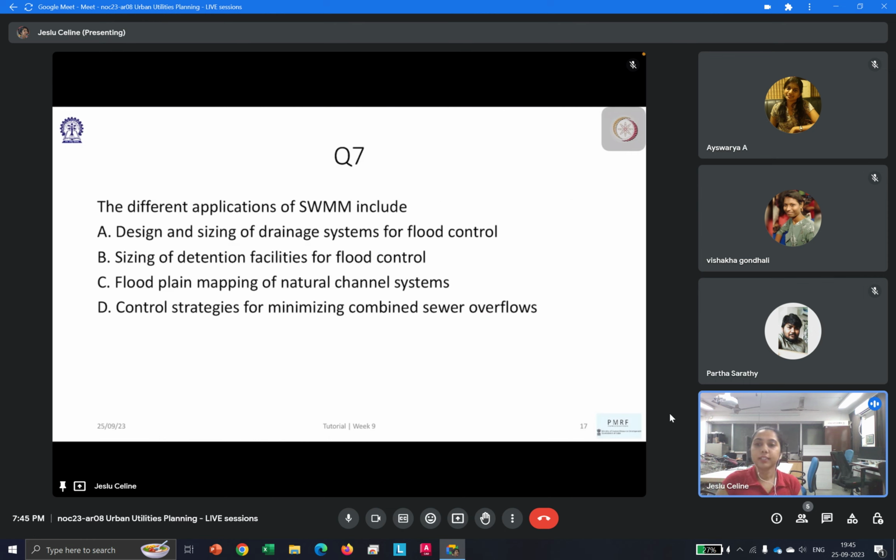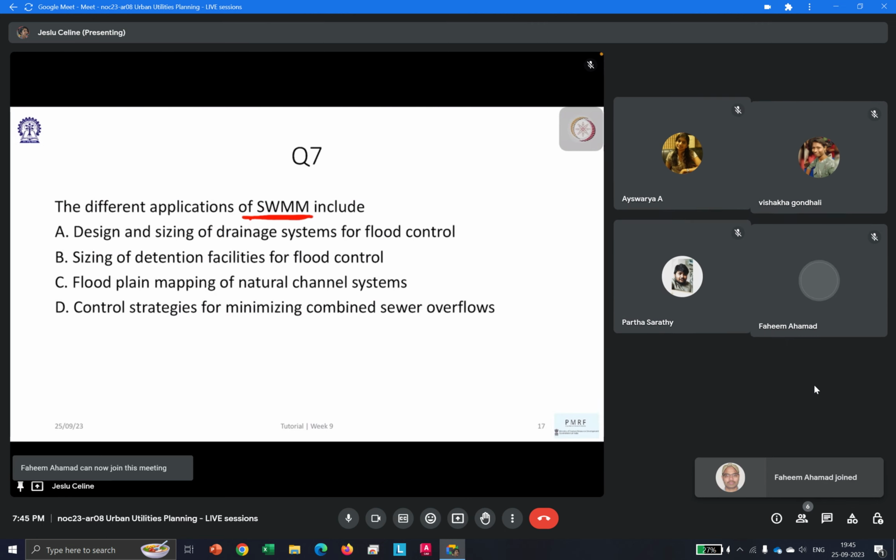Question 7. The different applications of SWMM include A. Design and sizing of drainage systems of flood control. B. Sizing of detention facilities for flood control. C. Floodplain mapping of natural channel systems. D. Control strategies for minimizing combined sewer flows. What is SWMM? You can attempt, I'm sure you might have seen it somewhere, right?